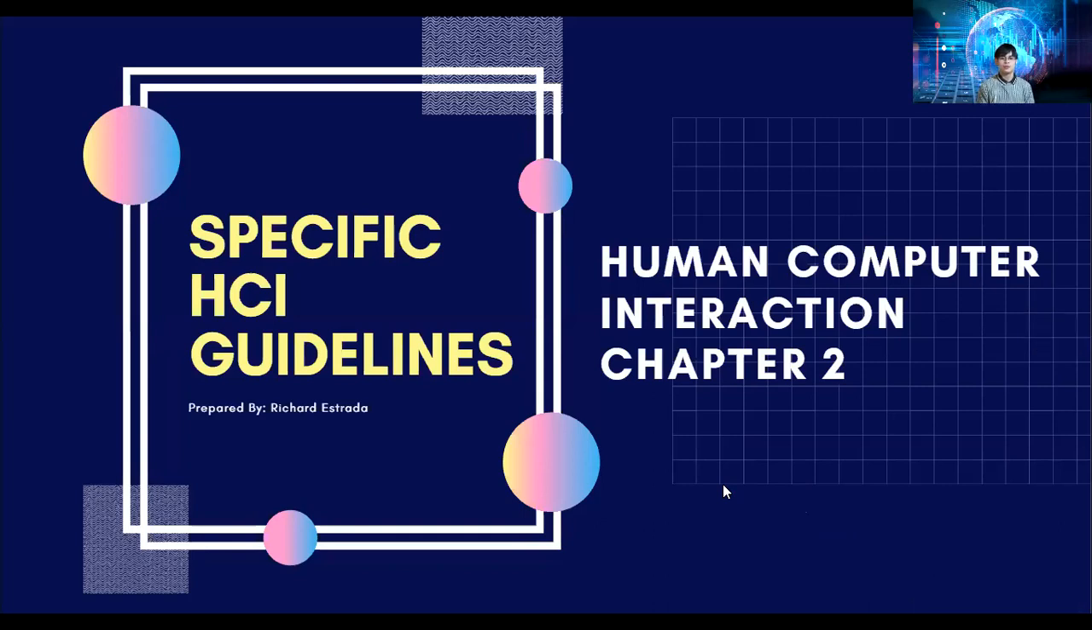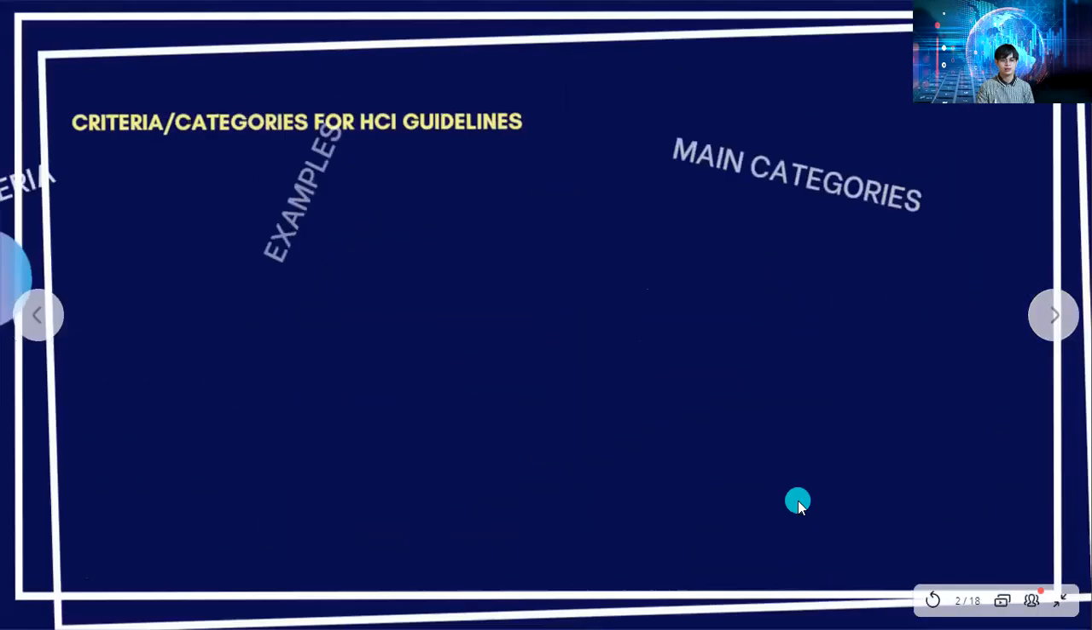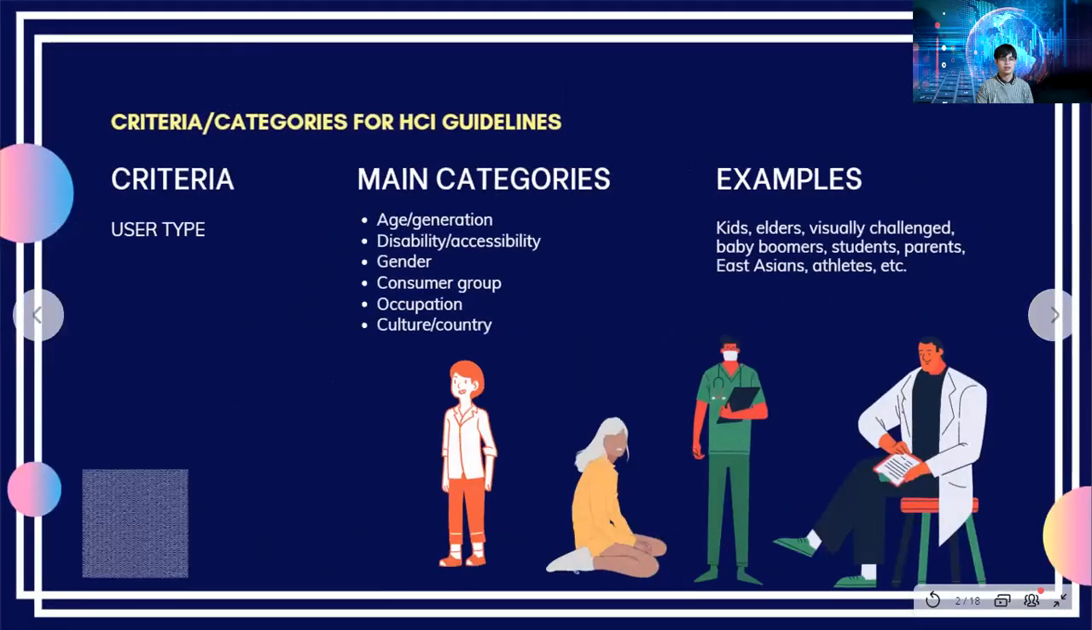For this chapter, we will be discussing the specific HCI guidelines, or the different guidelines that we need to consider in order to develop a really good software, a really good system. Okay, so specific HCI guidelines. Let's start with our first guideline. The criteria or categories for HCI guidelines.